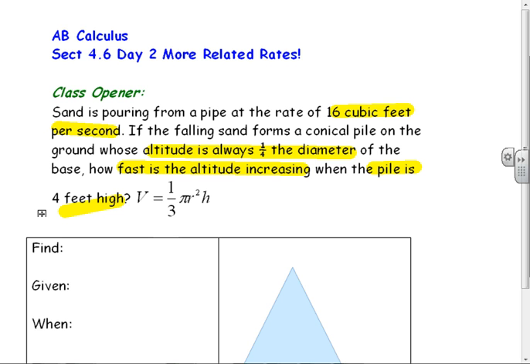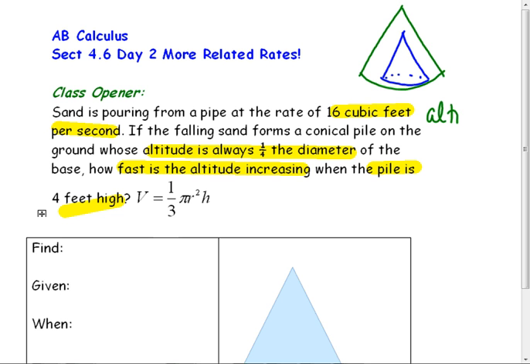Now, do you understand what's happening here? When the sand falls, here's the original pile, but then what happens over time? What's changing on this? The radius is changing as well as the altitude. What is altitude? It's equal to the height. And given that my formula is right here, I would probably like to work with those variables.